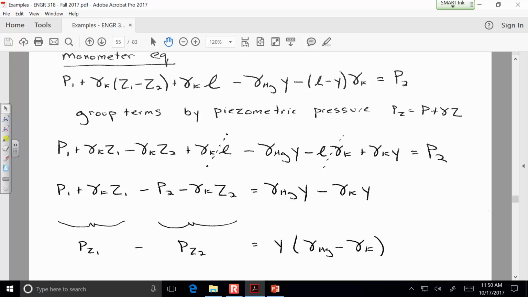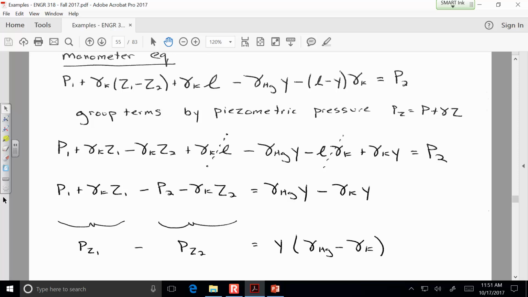Okay, so we've just actually reproved to ourselves something that I think if you went back through your notes, you would see that we've already said: delta P sub Z in a manometer is the difference in the unit weights multiplied by the deflection. So what we're saying is this manometer doesn't just measure pressure, it measures the difference in piezometric pressure between 2 points.